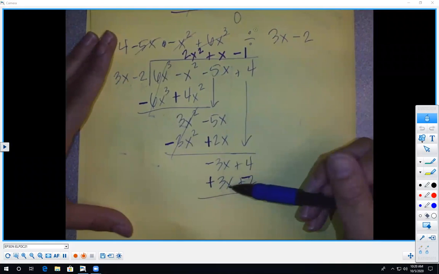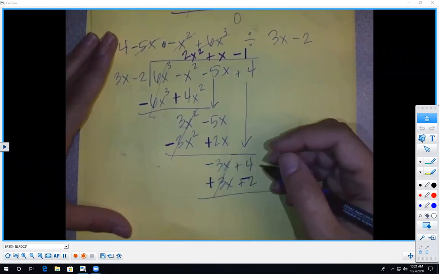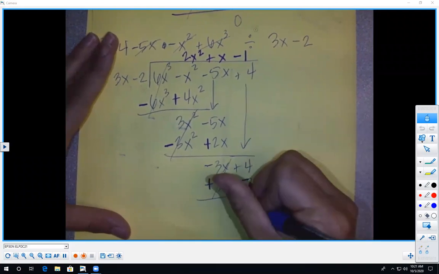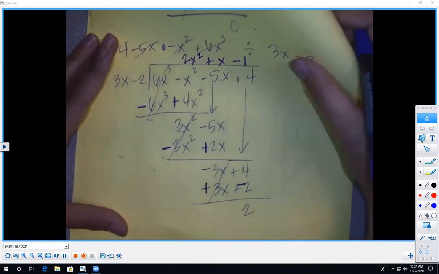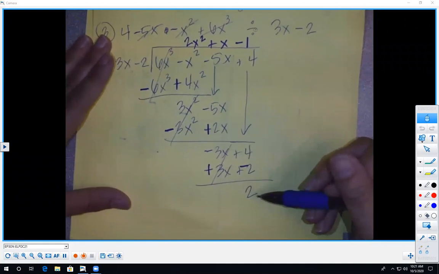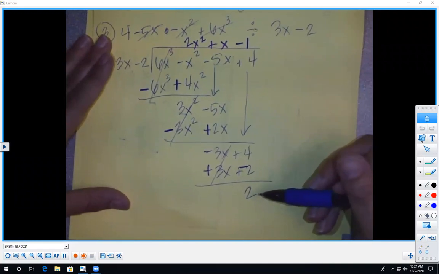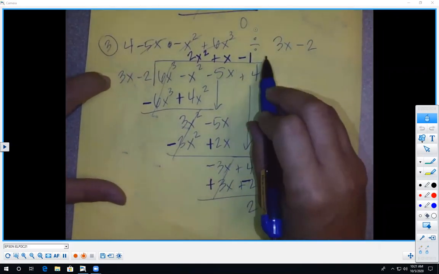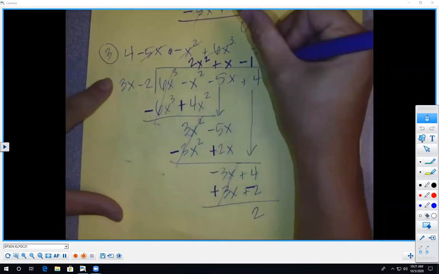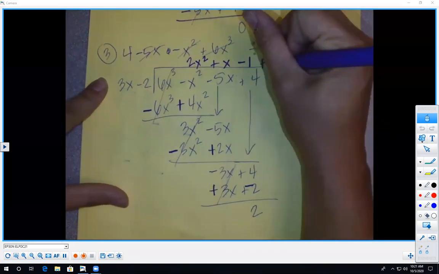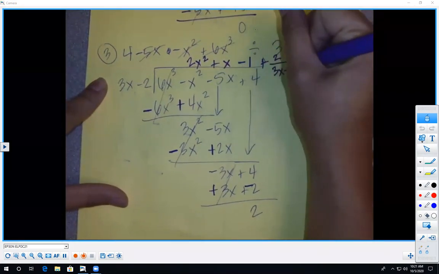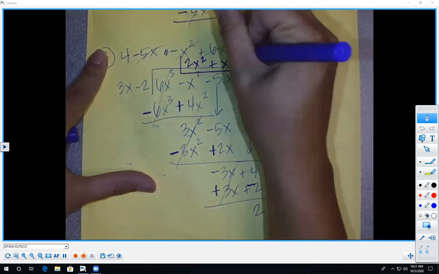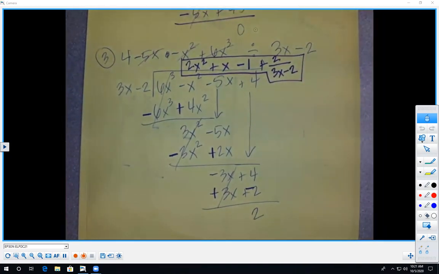Negative 3x and positive 3x, those cancel each other out, or 0. 4 plus negative 2, 2. I have nothing else to bring down, so this is my remainder. How do you write your remainder? 2 over 3x minus 2, and I have to put a plus sign in between. So it's plus 2 over 3x minus 2. And that's your answer.